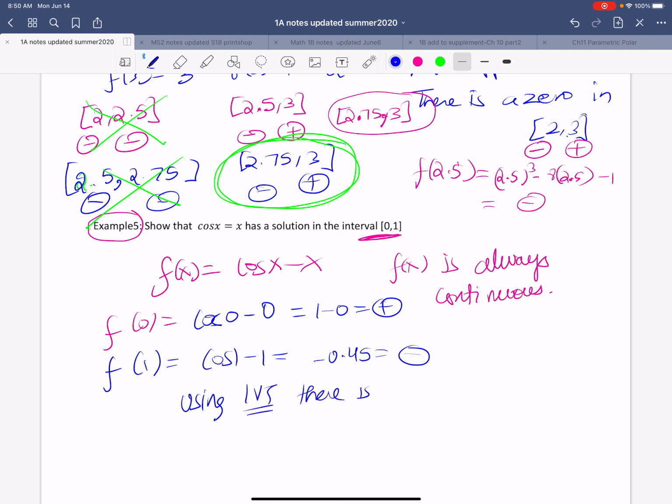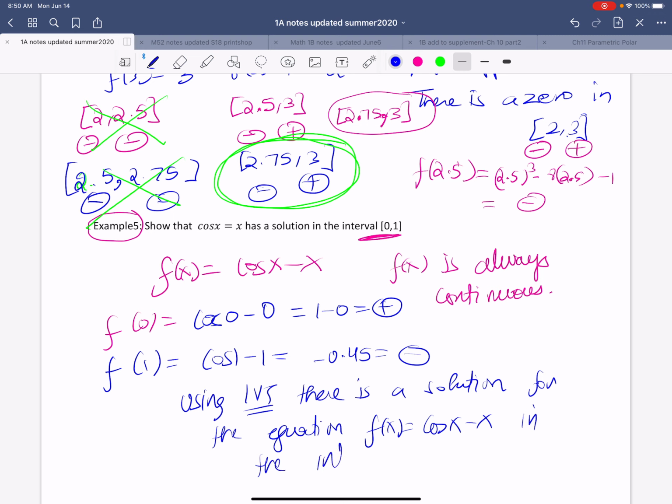there is a solution for the equation f of x or y, doesn't really matter, whatever you want to call it. F of x equals cosine x minus x in the interval. Because the y values change sign, f of 0 and f of 1 have opposite sign, so we can say there is a solution for this equation.